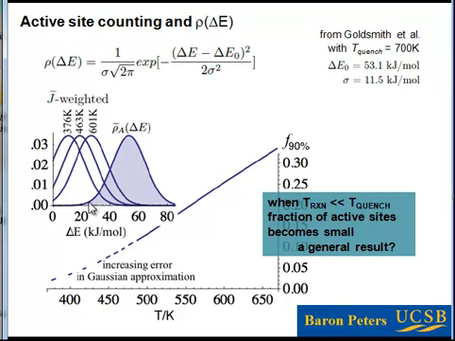Now that average rate is dropping, mind you. The turnovers are all getting slower, because the temperature is dropping. But the sites that are doing the turnovers are increasingly these sites farther and farther out on the distribution, which are fewer and fewer fraction of the total sites.